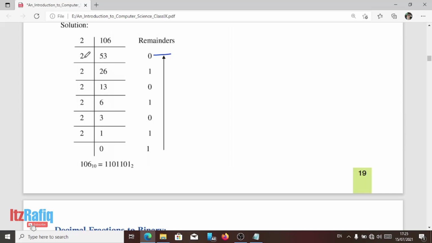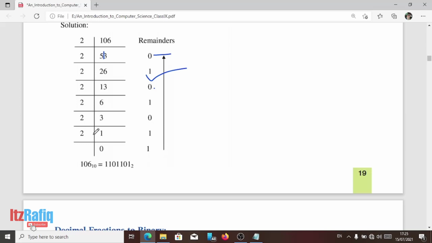After that, again divide 53 by 2. Here 2 twos are 4, so write the quotient as 2. Now one remainder is left. That remainder will go with 3, making it 13. If you divide 13 by 2, it will be 6, and there will be 1 remainder, so you will write the 1 here. Again, divide 26 by 2, there will be no remainder, write 0. Divide till you get 0. Continue the division process.